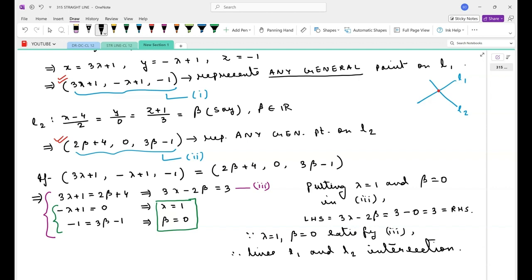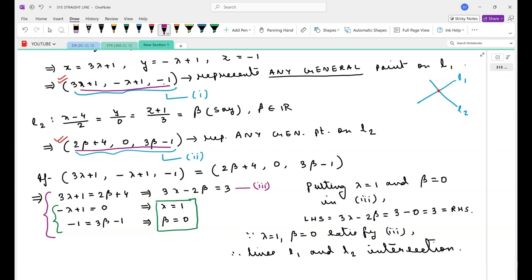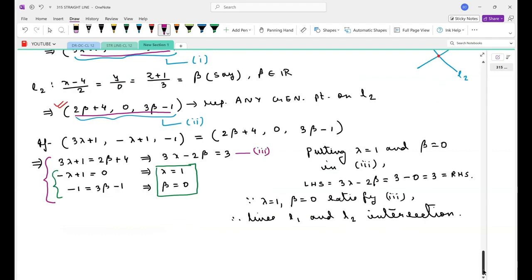Now the second part, to find the point of intersection, that is very easy, because now we know that this as well as this, they both represent the same point. So either you substitute lambda in the first one or you substitute beta in the second one to get the point of intersection.